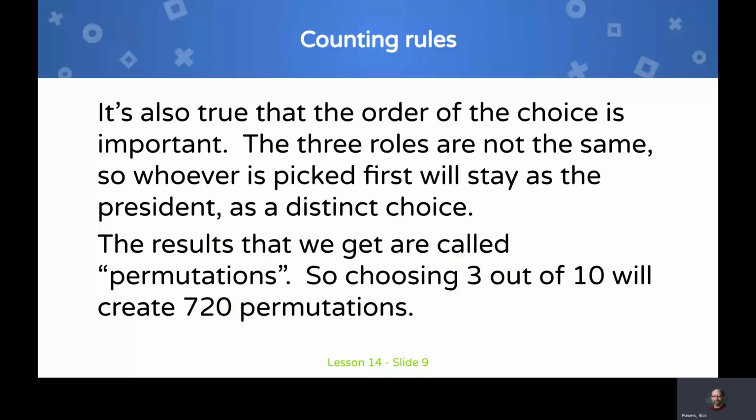It's also true that the order of the choice is important. The 3 roles are not the same: president, vice president, secretary. So whoever is picked first will stay as the president, as a distinct choice. The results that we get are called permutations. So choosing 3 out of 10 will create 720 permutations.